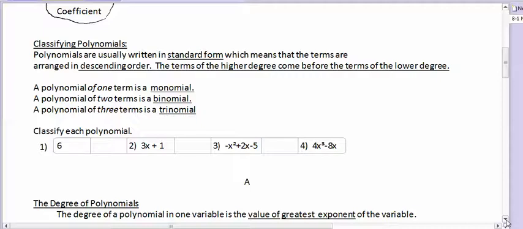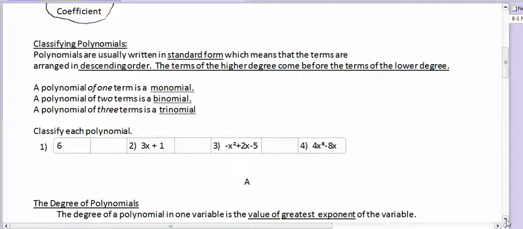Okay, a polynomial of one term is called a monomial. So write monomial on that line. Think of it like you have monovision. You're only seeing one thing. Well, a monomial only has one term. A polynomial of 2 terms is called a binomial. It means that there's 2 terms, like a bicycle has 2 wheels. A polynomial of 3 terms is called a trinomial, like a tricycle.